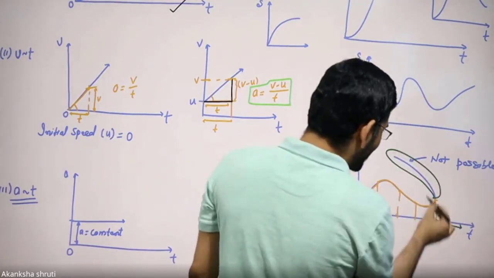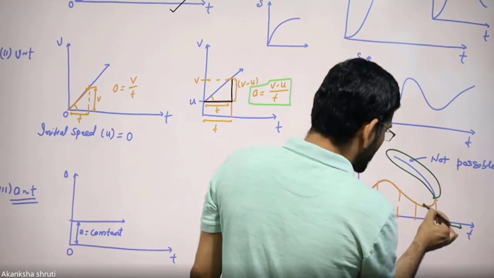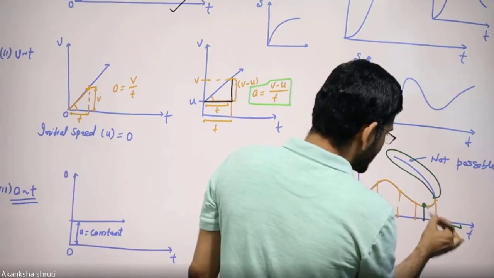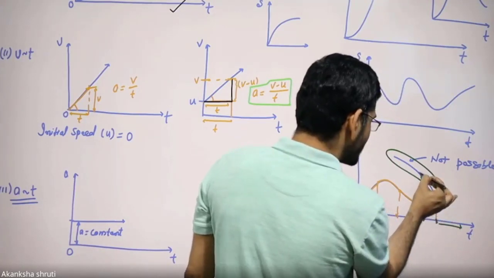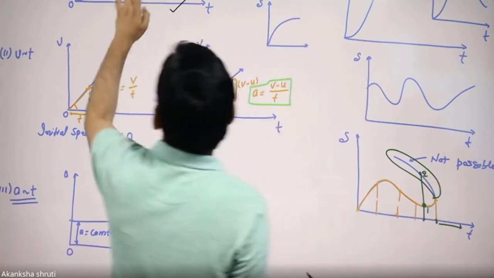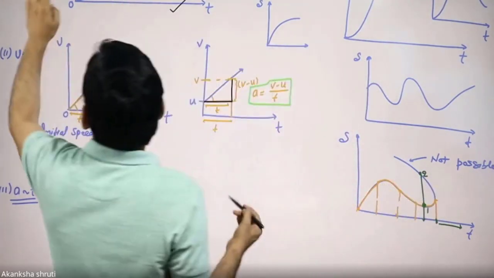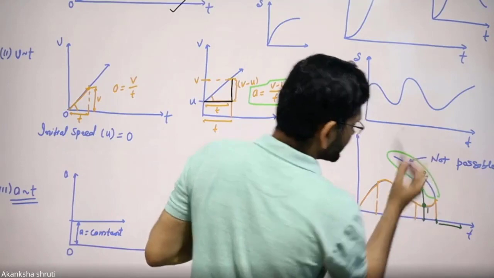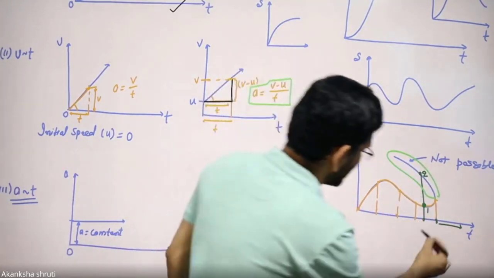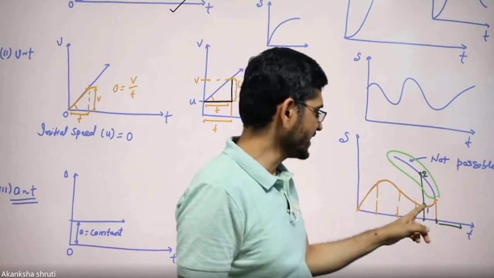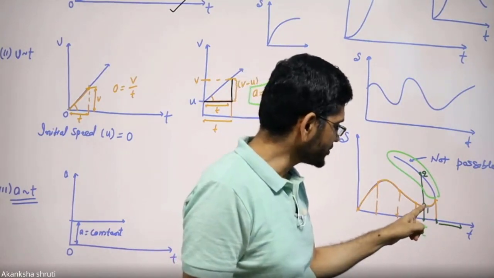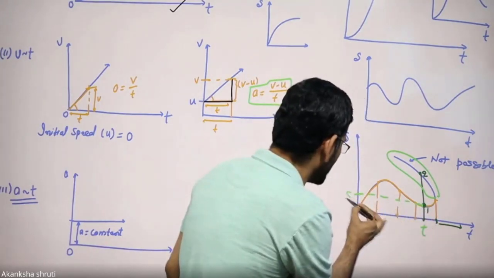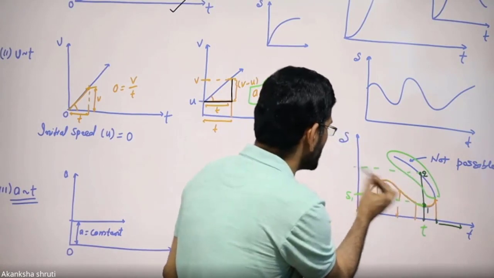So this graph cannot come backward. If it is coming backward, it means what? Consider this point. At this point, the body is at two positions. This is the first position, and on extending this, it is going to cut here. It is the second position, which is practically never possible. Whatever this time may be, maybe 10 seconds, 20 seconds, you will observe that the body is at position 1, corresponding to this much distance, S1, and at position 2, S2.